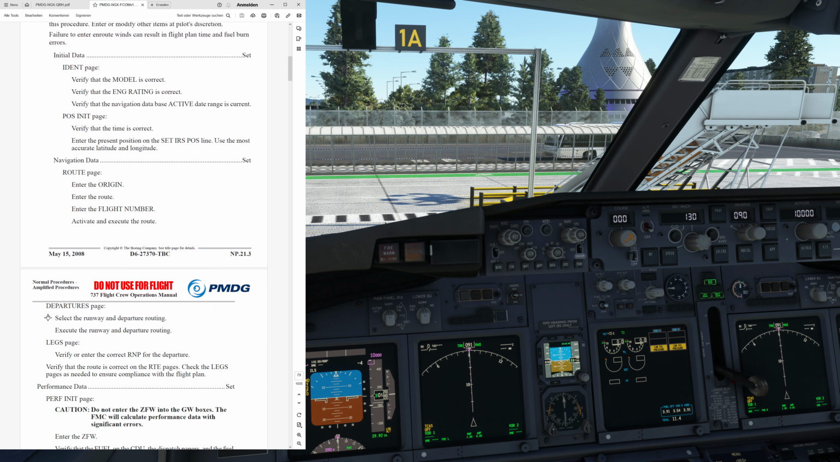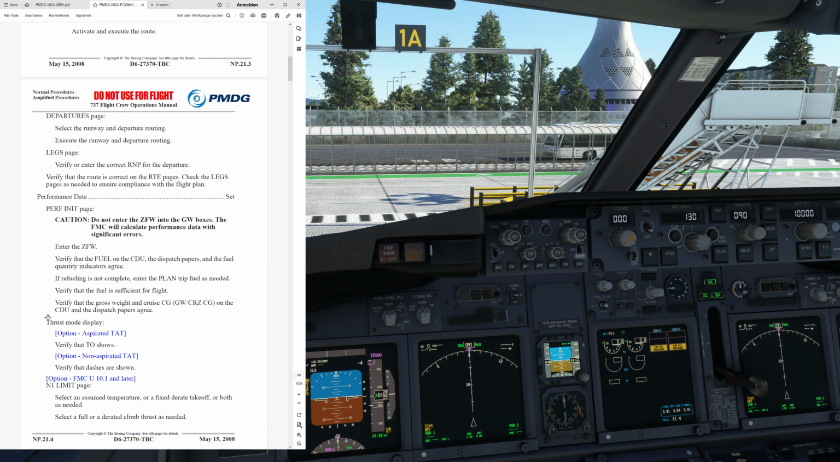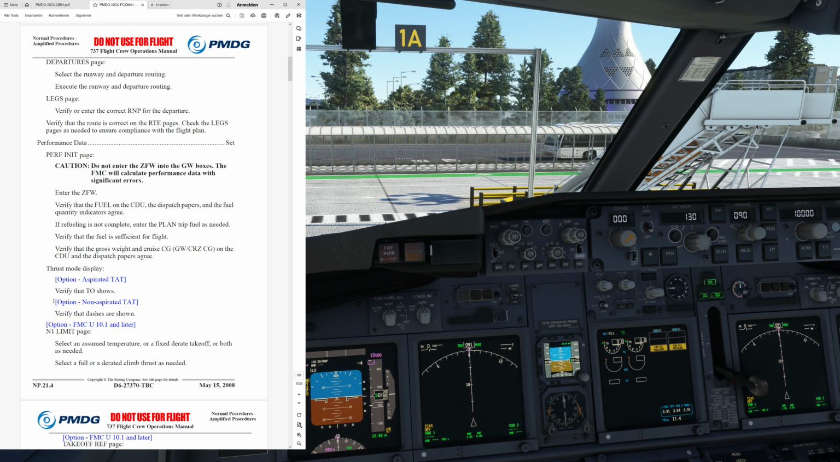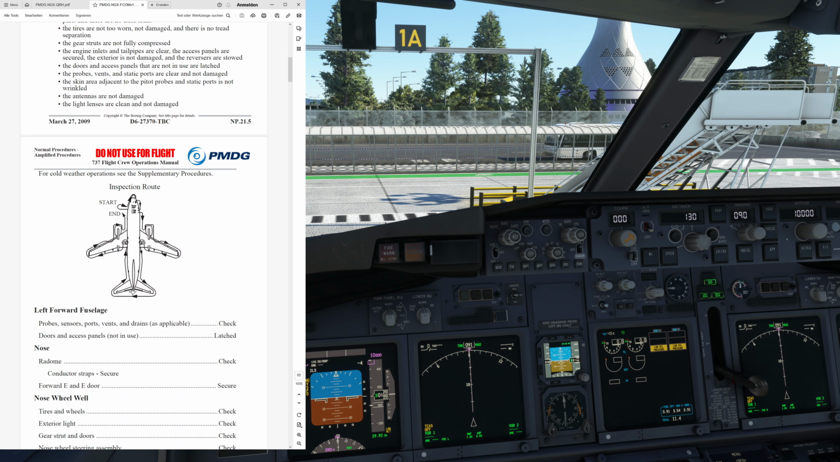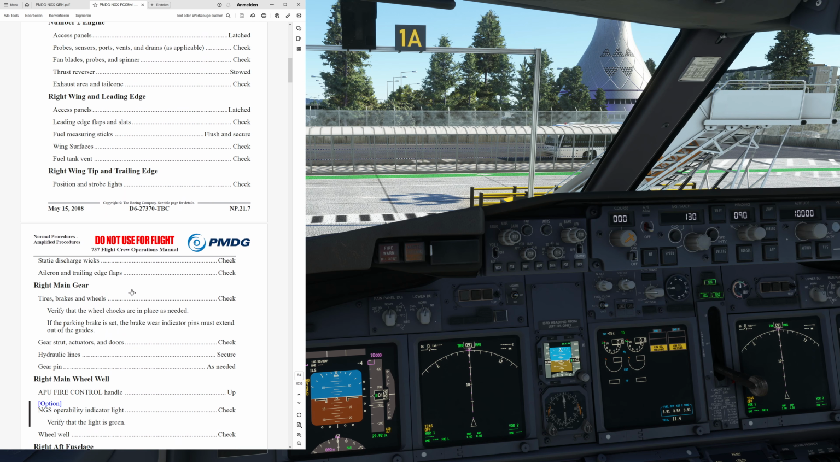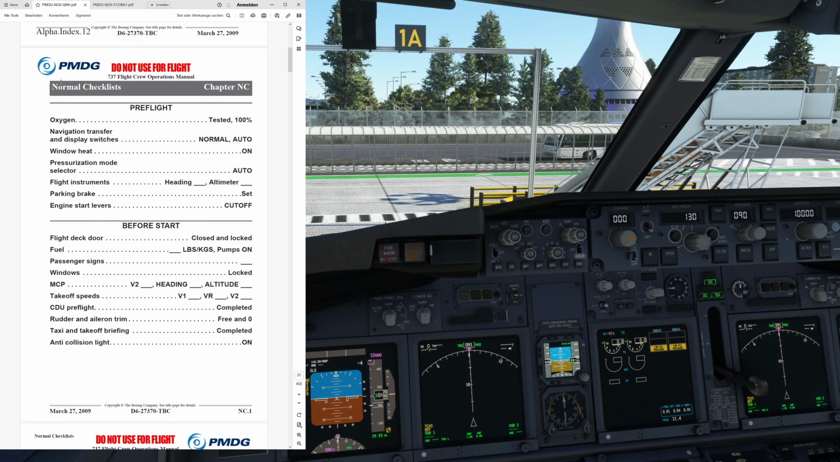Now, things are a little bit different then in terms of checklists. Now, when many simmers ask for a checklist, then this over here is actually what they mean. Now, however, what a checklist actually is basically this. Now, these are the checklists that are used in conjunction with the flows in order to ensure safe operation of the aircraft. As you can see over here, pre-flight checklist only consists of oxygen, nav transfer display switches, window heat, pressurization mode selector, flight instruments, park and brake, and engine start levers.